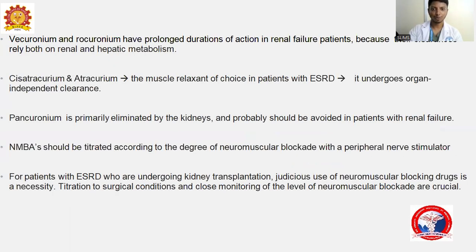Vecuronium and rocuronium have prolonged duration of action in renal failure patients because they rely on both renal and hepatic metabolism. Cisatracurium is the muscle relaxant of choice in patients with ESRD because it undergoes organ-independent clearance. Pancuronium is primarily eliminated by the kidneys and probably should be avoided in patients with renal failure.